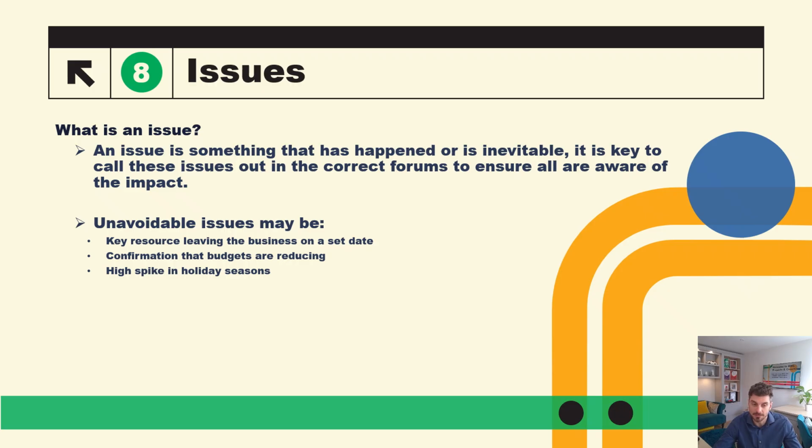Unavoidable issues may be key resources leaving the business on a set date, confirmation that the budgets are reducing, or a high spike in holiday seasons. These are unavoidable, and you are specifically aware of when they're going to happen.